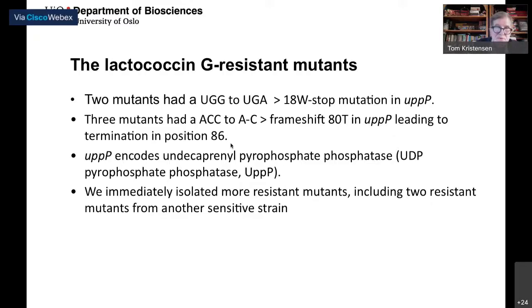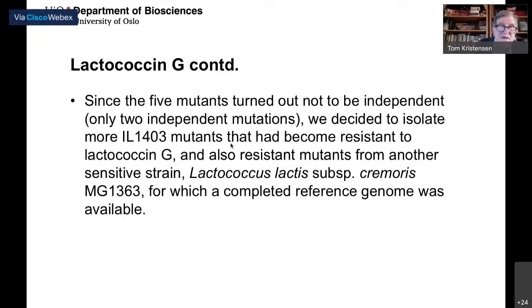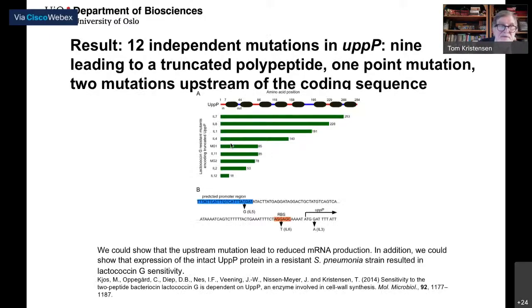So 2 mutations in the same gene, we felt that we actually needed more mutants, so we rapidly instigated the process of isolating more resistant mutants, and also picked resistant mutants from another sensitive strain, in addition to the strain which we had been looking at the first time. And the result we got was very convincing to us and even to the referees. In all the resistant mutants, we found mutations in the same gene, this UPPP gene.